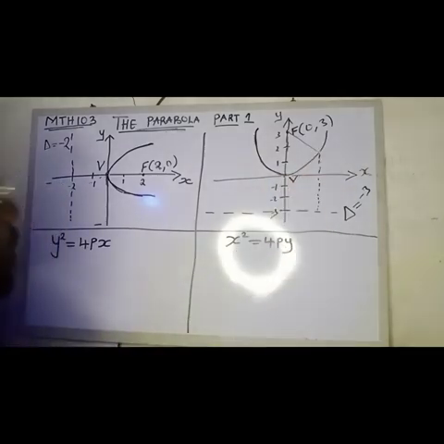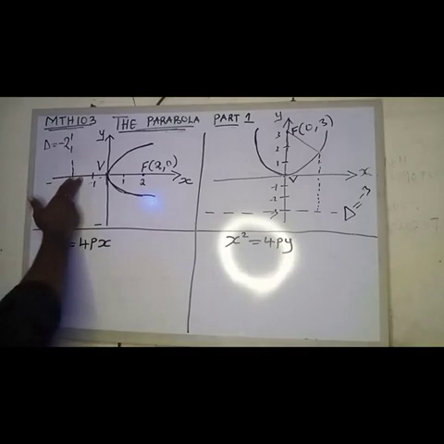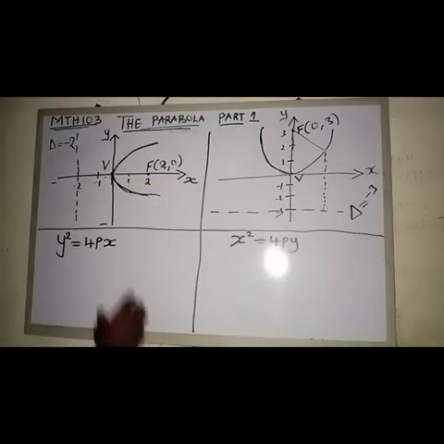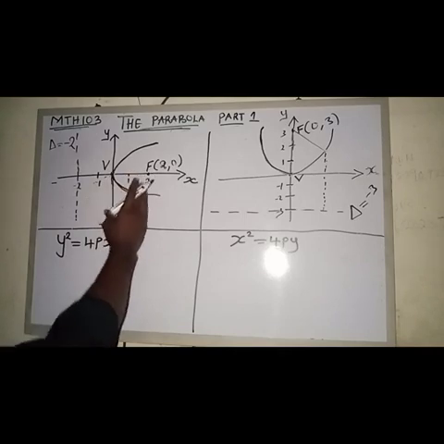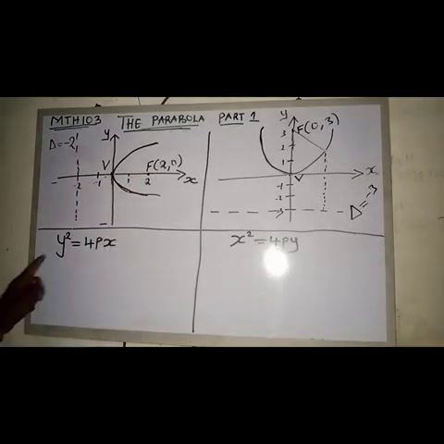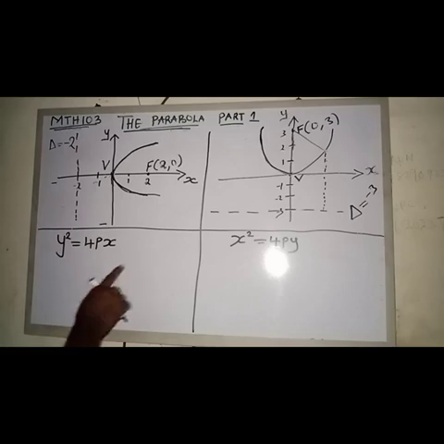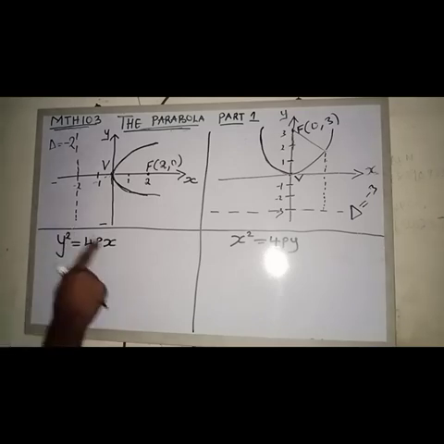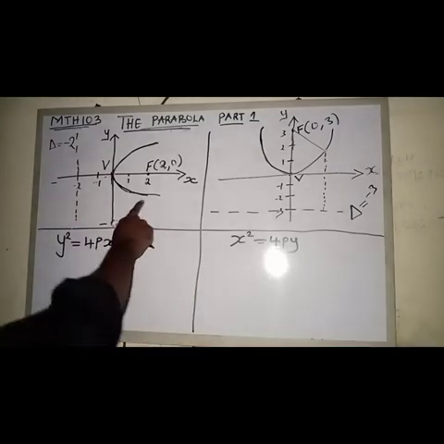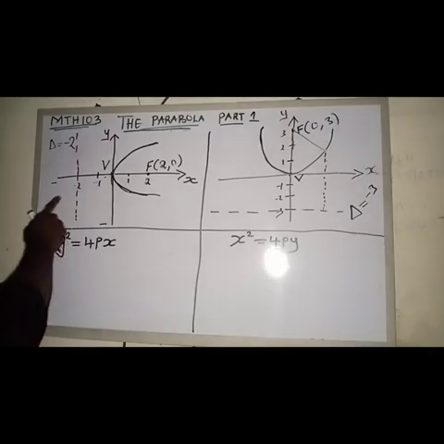And we should understand that a parabola might open on the x-axis, or can open on the y-axis, or can also open on the negative x. The question we have here is why should the parabola curve open on the positive x-axis? Looking at the equation here, we have y squared is equal to 4px. So whenever we have an equation with y squared, we know that our curve will open either on the positive x or on the negative x.